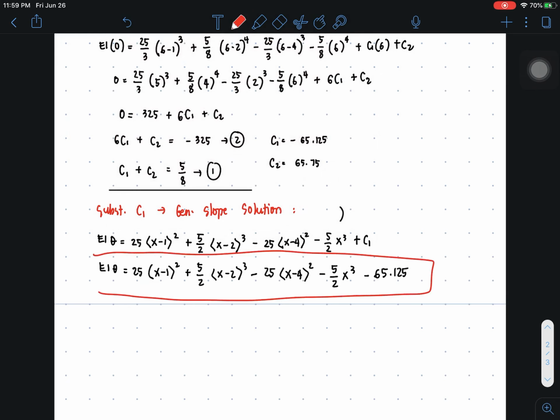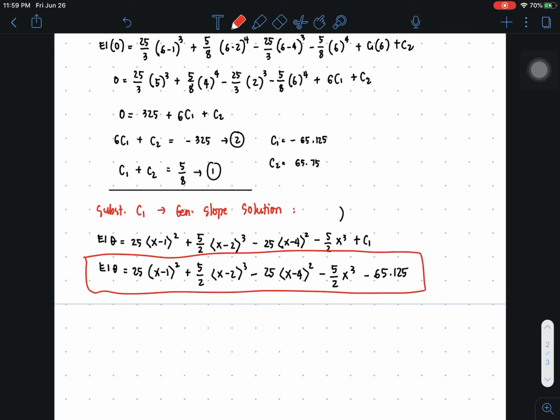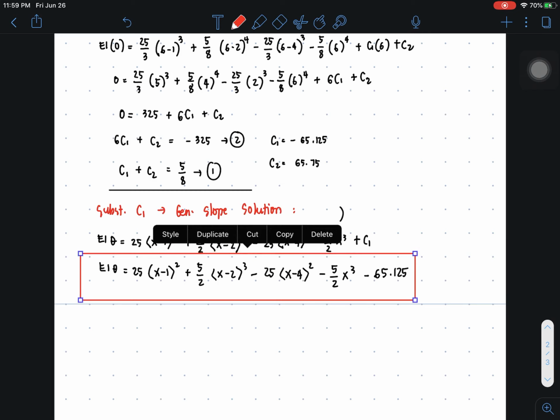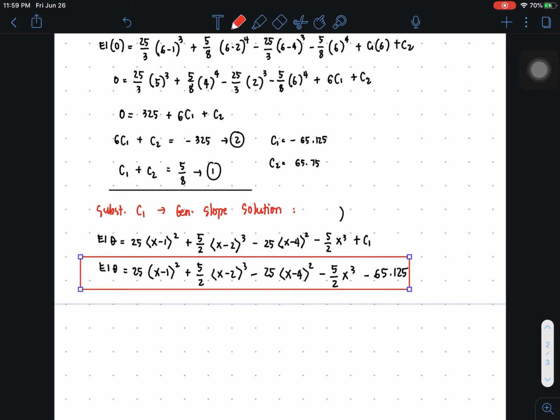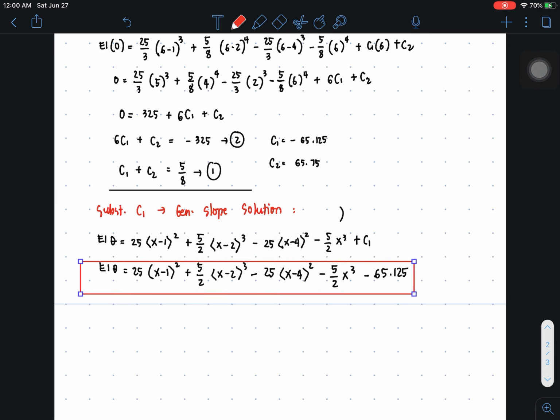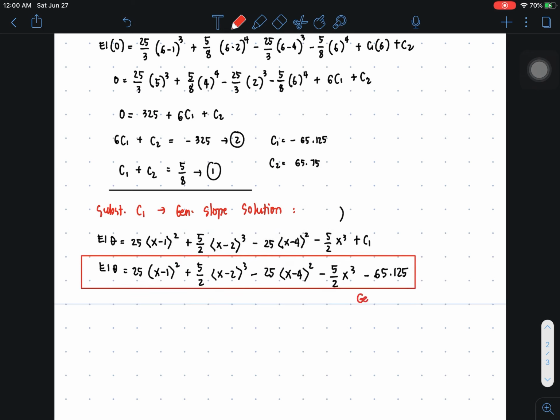So this is our general slope solution. Okay, solution naman na siya, pwede na ka makasolve og slope later on.